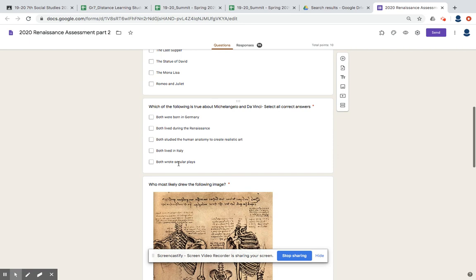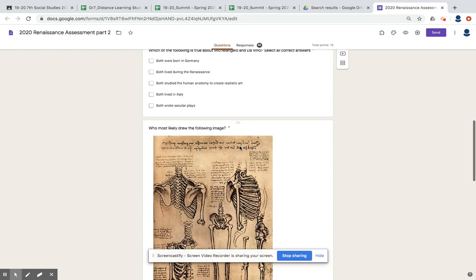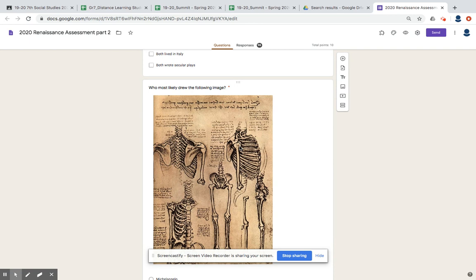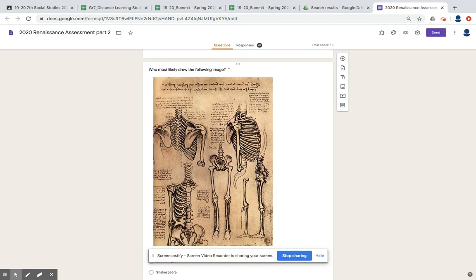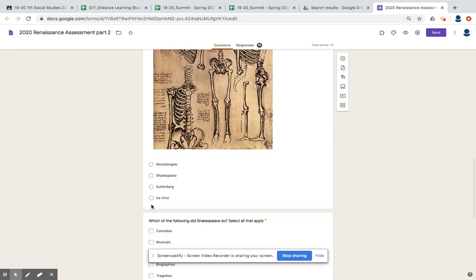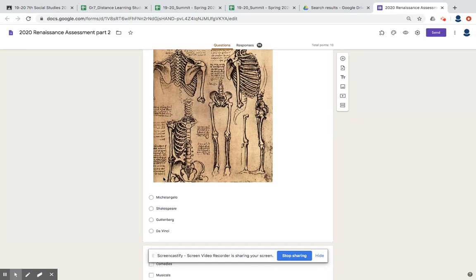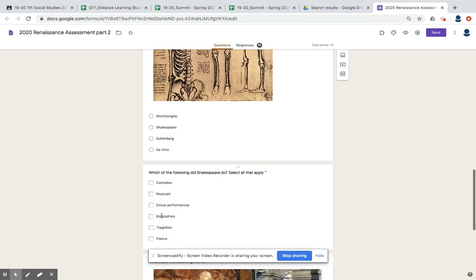Who most likely did this? Based on this question, it was either Michelangelo or Da Vinci. In this case, it's Da Vinci. We went over this in a lesson where we talked about Da Vinci's interests. One of them was human anatomy, and he did draw these. So Da Vinci. If you picked Shakespeare, I don't know why you would pick that. He didn't draw. He didn't study the human body. He wasn't a scientist. Or Gutenberg. Gutenberg was not a scientist in that sense.